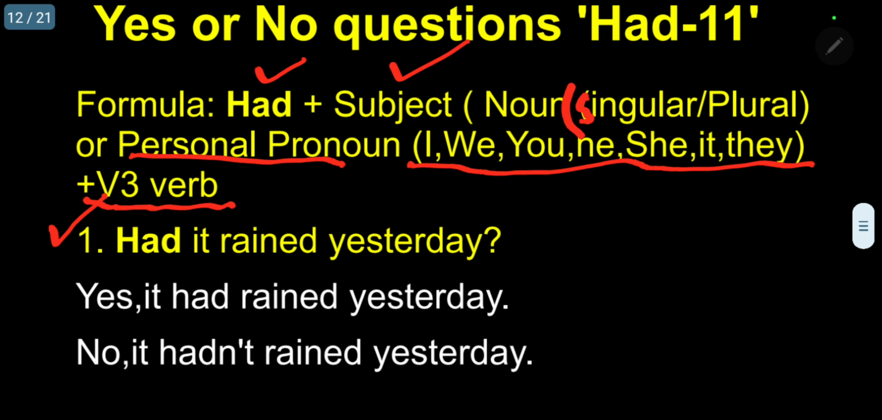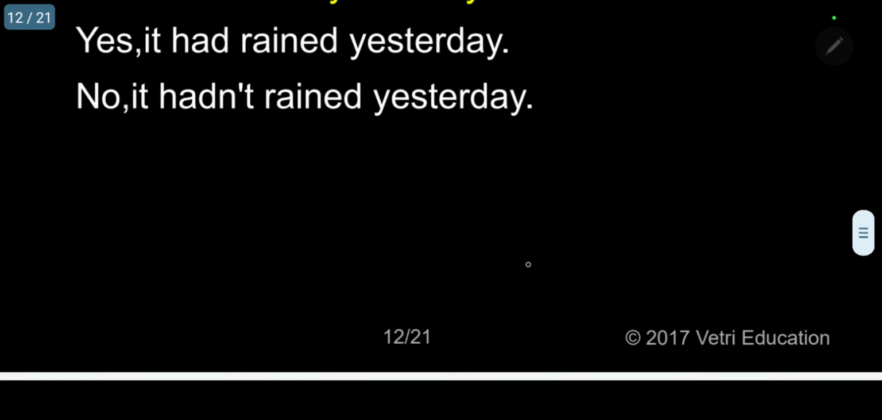நேற்று மழை பெய்ததா? Yes. It had rained yesterday. ஆம், நேற்று மழை பெய்தது. No, it hadn't rained yesterday. நேற்று மழை பெய்யவில்லை. Kindly follow.